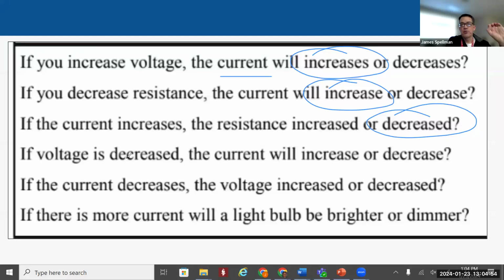Less voltage, if we're not pushing as hard, what's going to happen to the current? It's going to go down. If the current does go down, what must have happened to the voltage? Again, the current's not going to change the voltage, but if the current does go down, the voltage must have also gone down.